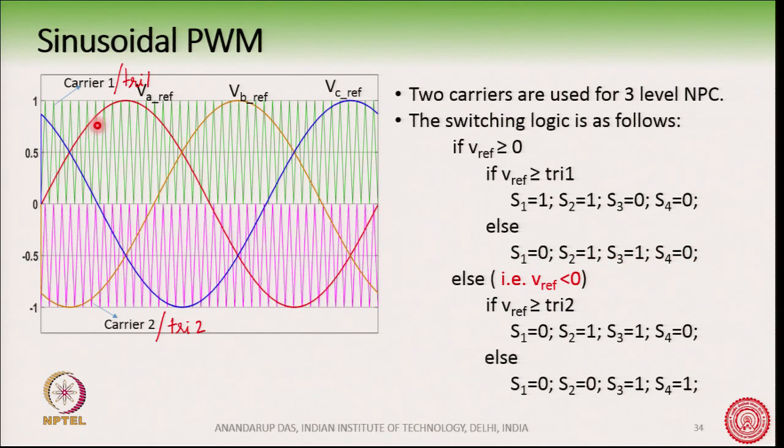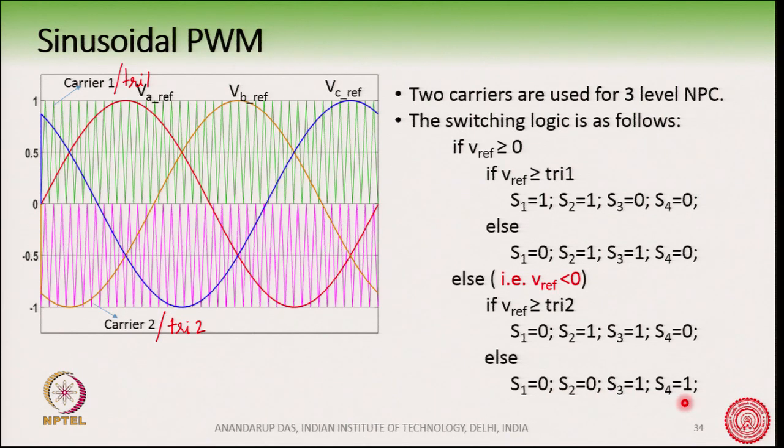So, this means if the red Vref is less than the green triangle, then this condition will happen here. When Vref is less than 0, during this part of the waveform, we come to this section of the code. If Vref is greater than triangle 2, that is this area here, then this is the logic, otherwise this is the logic.